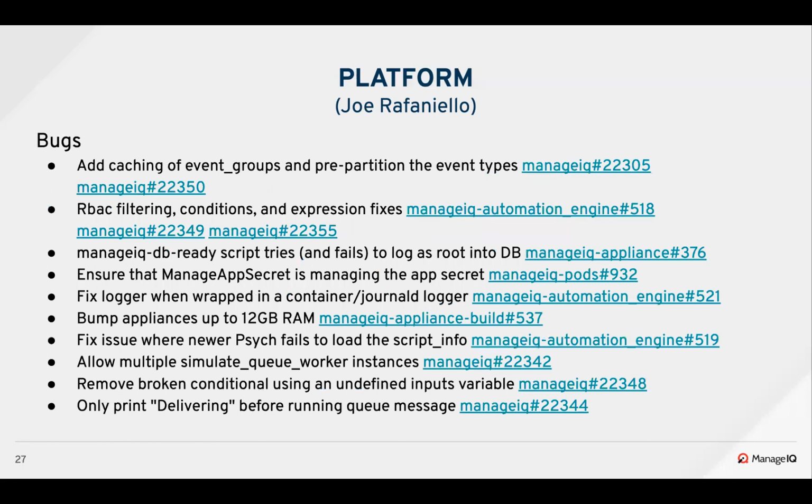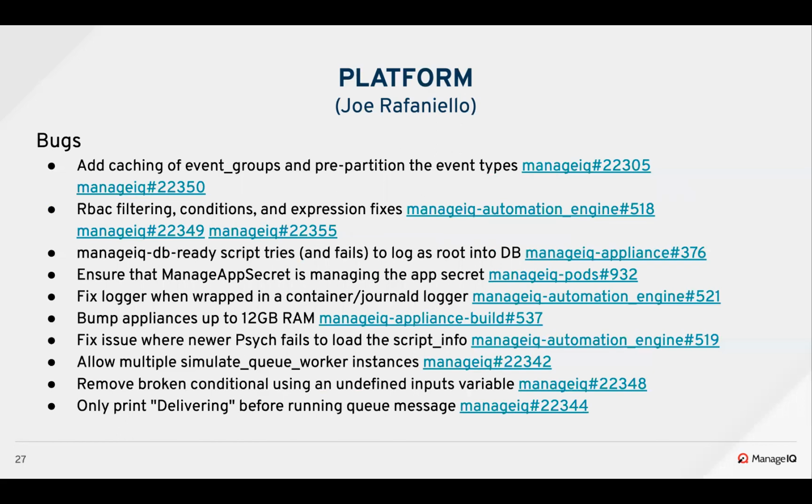For platform bugs, Jason fixed the performance bug in the event timeline by adding caching for event groups and the event types. Keenan had 3 pull requests fixing bugs and improving interfaces in the areas of RBAC filtering, conditions, and expressions. Johnny 5V in the community fixed an issue where the ManageIQ DB ready script was using a hard-coded user root and would fail if you used a different username.